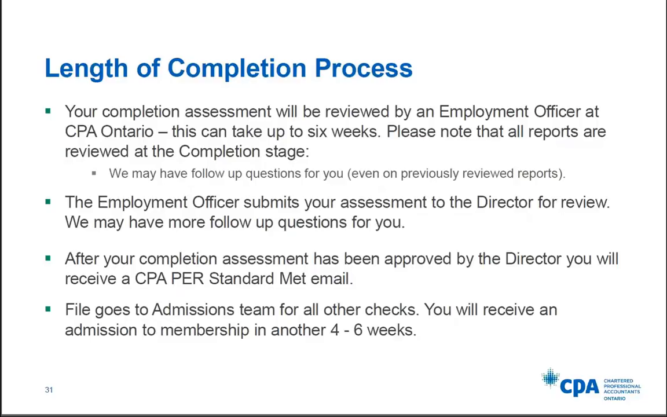An officer will do the initial review of your assessment within 4 to 6 weeks. Please note that all reports are reviewed at the completion stage to ensure that you have met the exit requirements, and no reports are final until they have been approved by the director who does the final approval. After the officer review, there might be questions even on a previously reviewed report. The officer might need to put the report into follow-up, back into your court, so that you can make the necessary changes. After you have addressed the officer's questions and concerns, the officer will send your assessment to the director. There might be some more follow-up questions at that point.